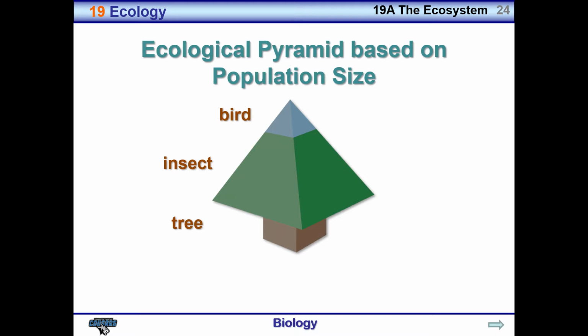Now, another way of looking at the ecological pyramid is based on population size. So this one kind of looks a little bit strange, but there are fewer trees, but in those trees can be many insects, and those insects are eaten by fewer birds. So that's the reason why it's getting smaller toward the top, because there's fewer birds than there are insects, and the trees are also small in number, or few in number.